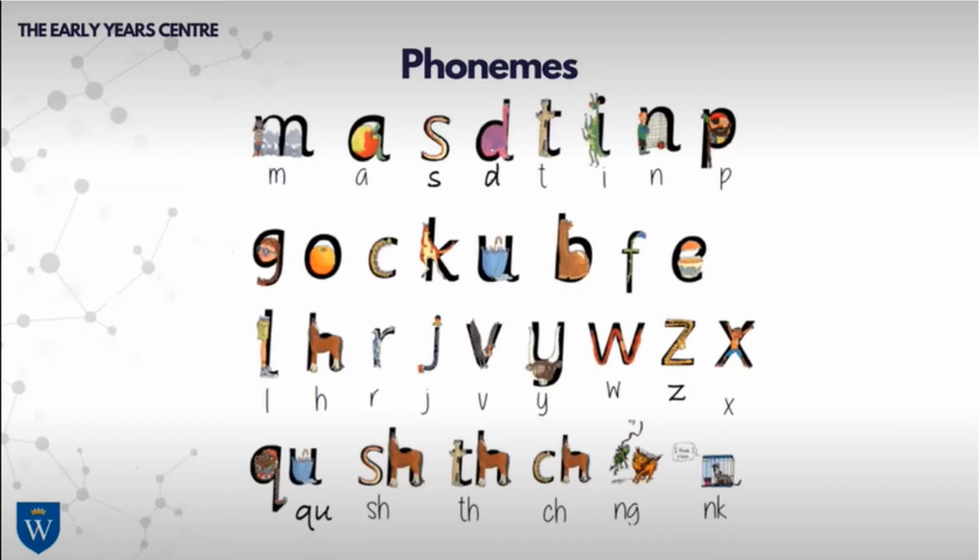It's very important to note that children need to know the sounds, not the letter names, to read words. So we don't focus on saying those letter names A, B, C, D, etc. We use the phonemes. We use these set one phonemes and pictures to help the children remember them.